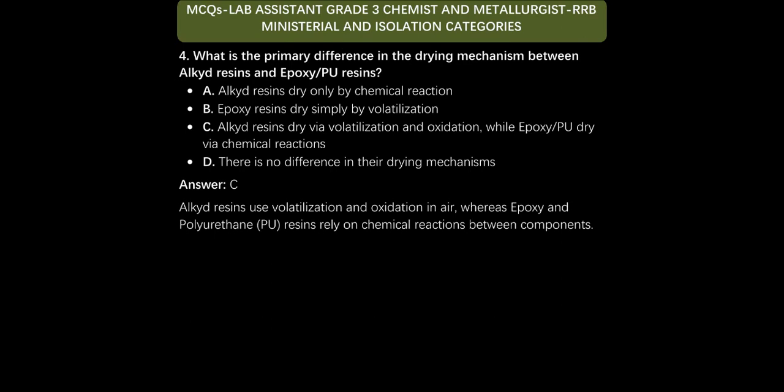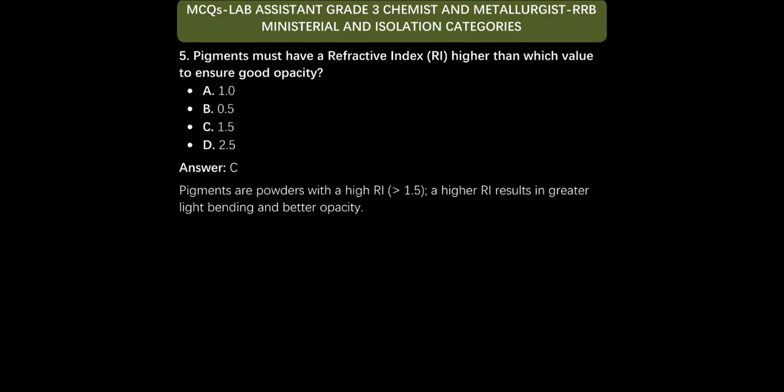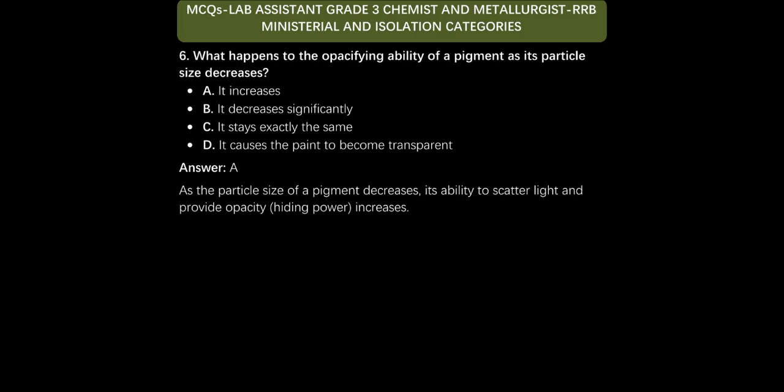What is the primary difference in the drying mechanism between alkyd resin and epoxy PU resin? Option C, alkyd resin dries via volatilization and oxidation, while epoxy PU dries via chemical reaction. Pigment used must have a refractive index higher than which value to ensure good opacity? Option C, 1.5. What happens to the opacifying ability of a pigment as its particle size decreases?